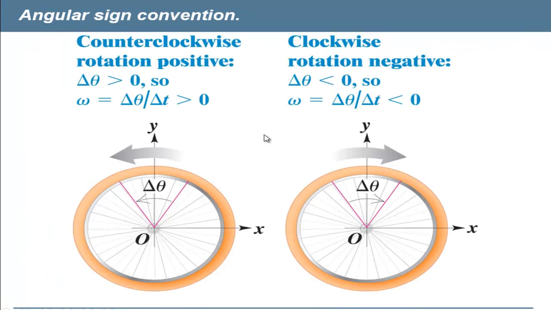Just an illustrative example of what I was just saying. If we have a delta theta greater than 0, so our change in angle is positive, so we go from maybe a 30-degree angle to a 60-degree angle, that's a positive rotation. Or if we go from 60 to 120, that's also a positive delta theta. So we have a positive omega as well. So counterclockwise rotation is positive. Clockwise rotation is negative. I think I said that right. Counterclockwise is positive. Clockwise is negative.